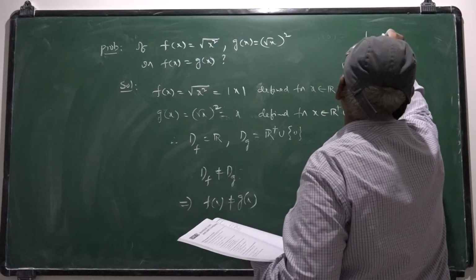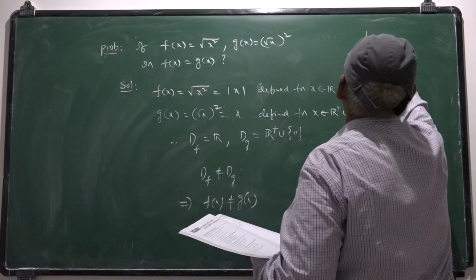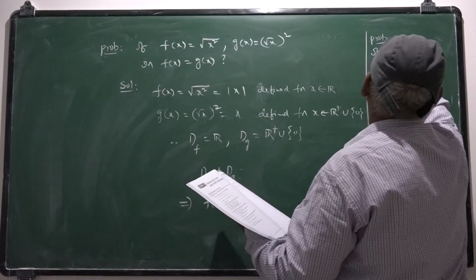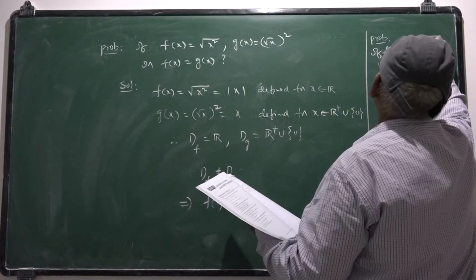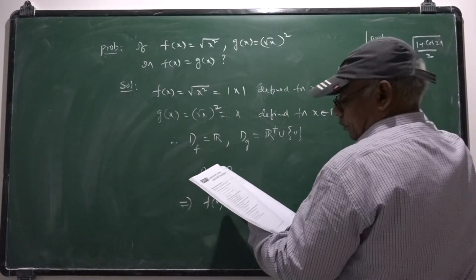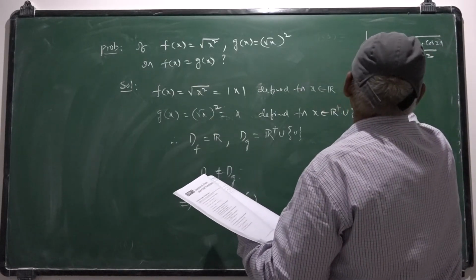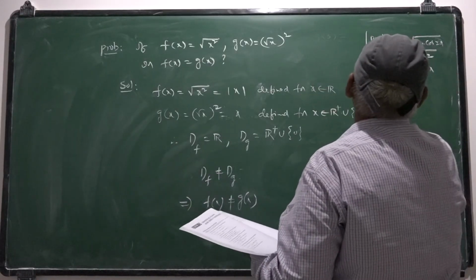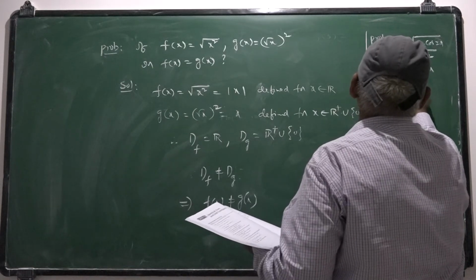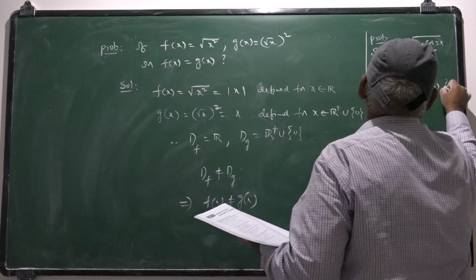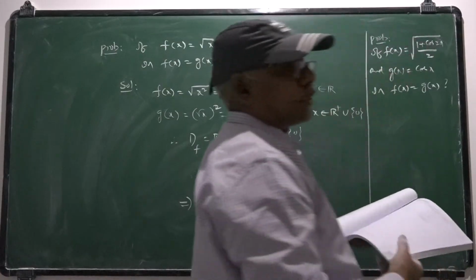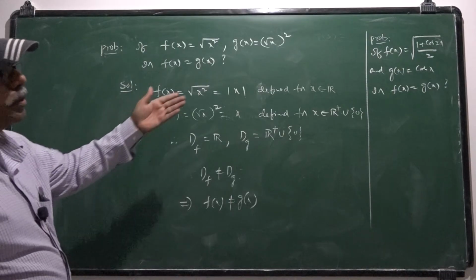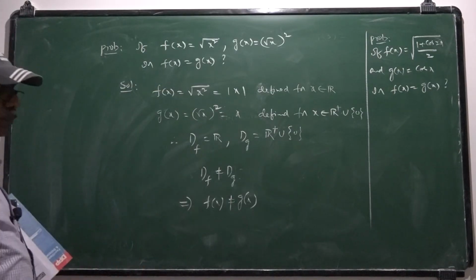Similarly, f(x) equal to square root of 1 plus cos 2x by 2 and g(x) equal to cos x. Is f(x) equal to g(x)? This is based on the equality of the functions. This problem and that problem is given.